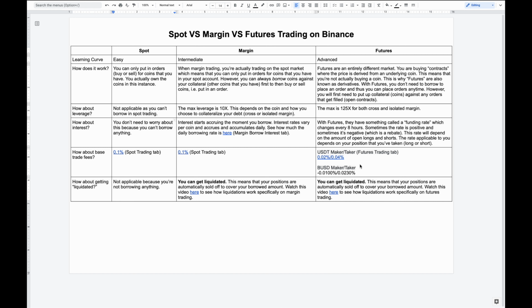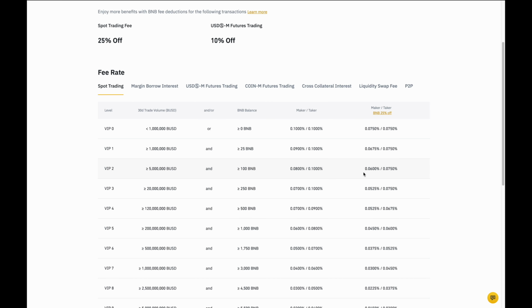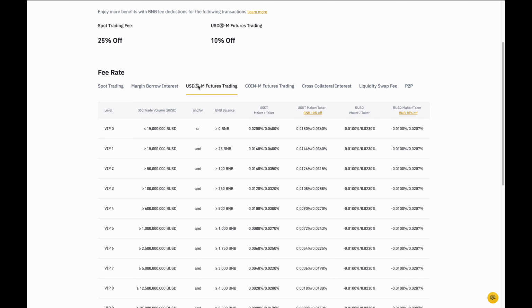Now, as for futures, it will depend on whether you're trading with USDT or BUSD. In addition, the fee will vary if you're a maker or a taker. So if I go back to this page over here and click on USDM futures trading, you can see that these are the fees for makers and takers for USDT, and for BUSD, maker and taker over here.